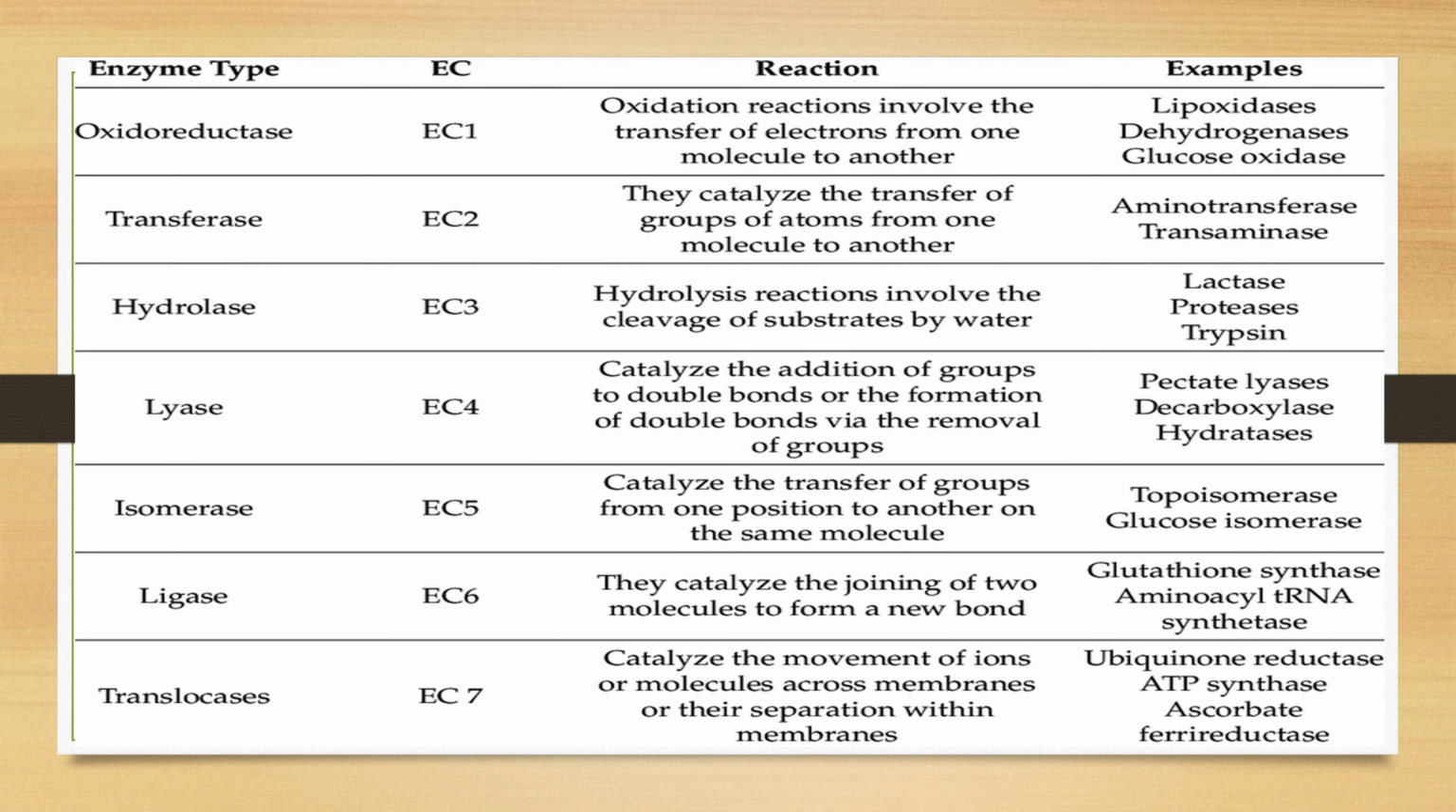This table is also showing you seven classes of enzymes. Here one more class, translocase, has been added. Translocase is the seventh class of enzymes, which has been recently added. Under this class, you come across membrane-bound proteins which act as enzymes, like ubiquinone reductase and ATP synthase. These catalyze movement of ions and molecules across the membrane or their separation within the membrane.